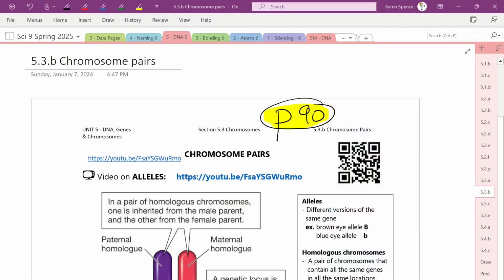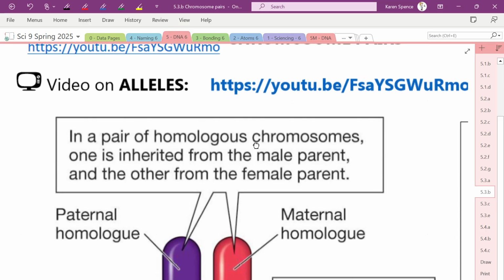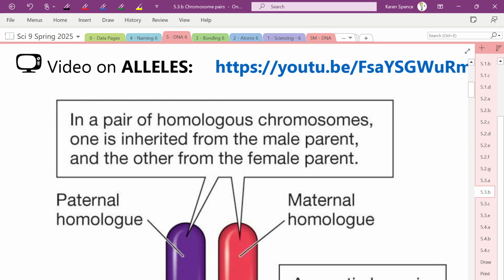So we watched our little video on alleles, and now we're going to apply that by looking at chromosomes. Okay, so when you have a chromosome from mom and a chromosome from dad, you might call the mom chromosome the maternal chromosome. Maternal means it's from mom.